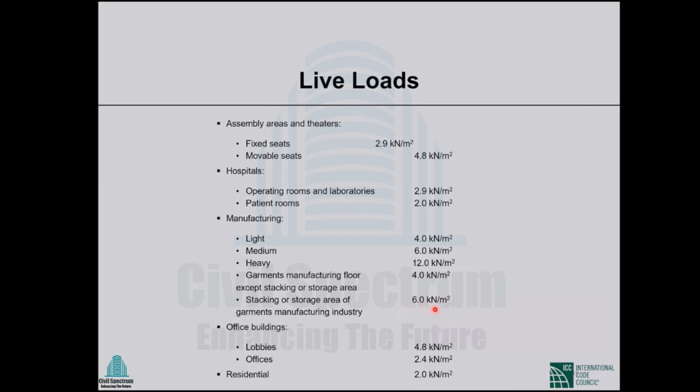It is mentioned that if the storage height is 3.5 meters or less, only in that case you have to take 6 kilonewton per meter square. If the storage height is more than that, you have to extrapolate this. Like if this is 4 meter height or 4.5 meter, then you have to increase this value proportionally. So that's it.